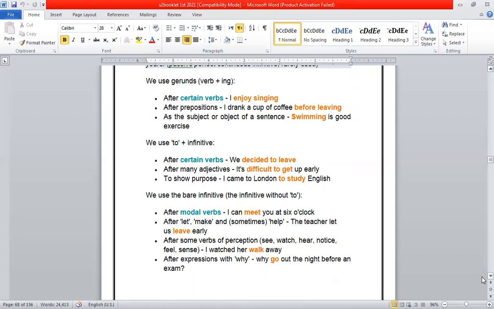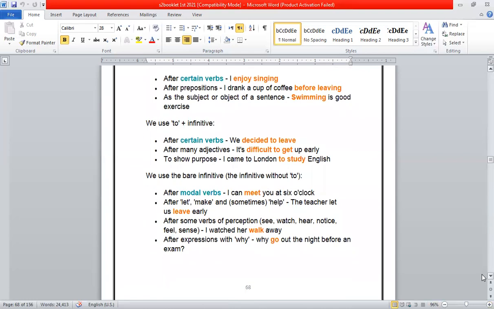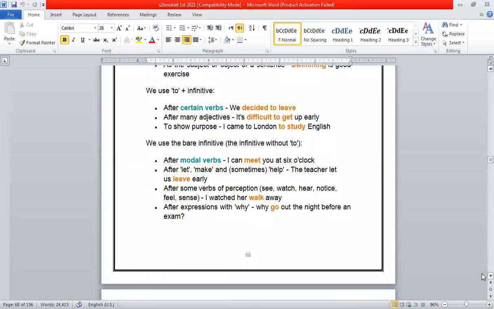Use the bare infinitive without to. So sometimes, like the previous examples, we use decide to, it's difficult to get, decided to leave, to study English. So this is to plus infinitive. Here sometimes we use bare infinitive. What's bare infinitive again? It's infinitive without to.